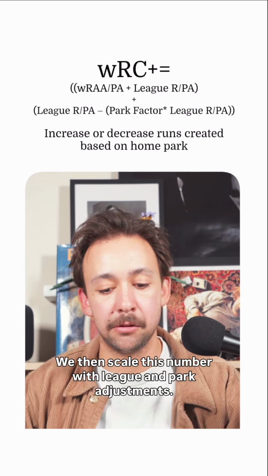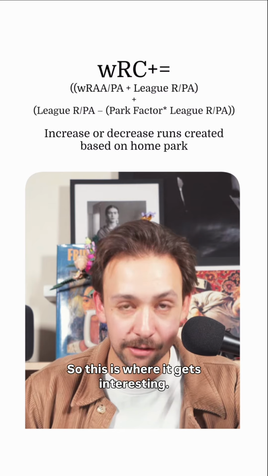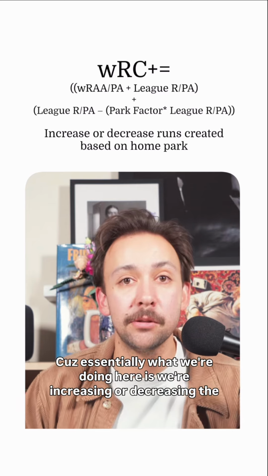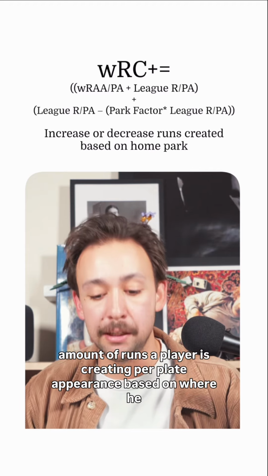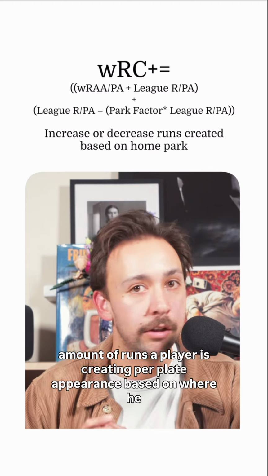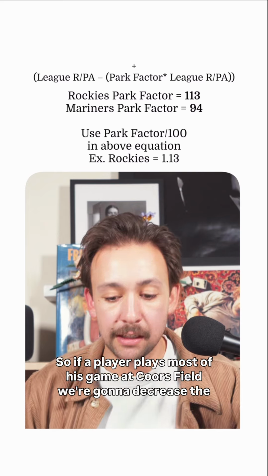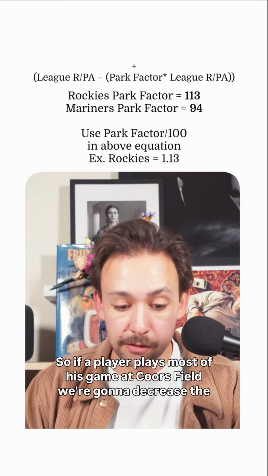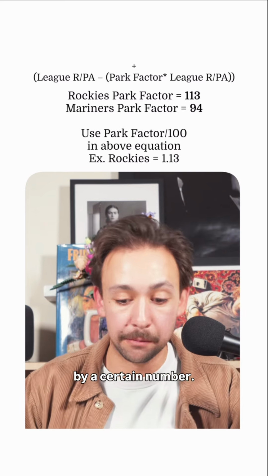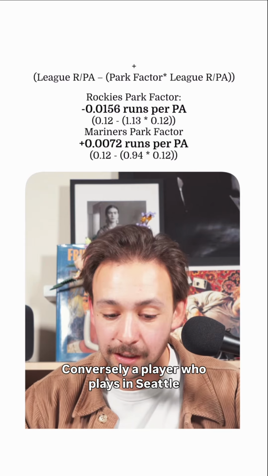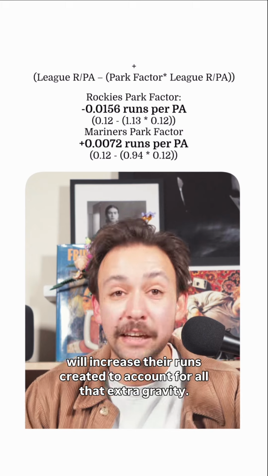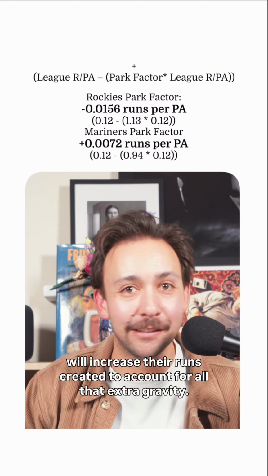We then scale this number with league and park adjustments. So this is where it gets interesting. Essentially what we're doing here is we're increasing or decreasing the amount of runs a player is creating per plate appearance based on where he plays. So if a player plays most of his games at Coors Field, we're going to decrease their runs by a certain number because the altitude of Denver is inflating those run values. Conversely, a player who plays in Seattle will increase their runs created to account for all of that extra gravity.